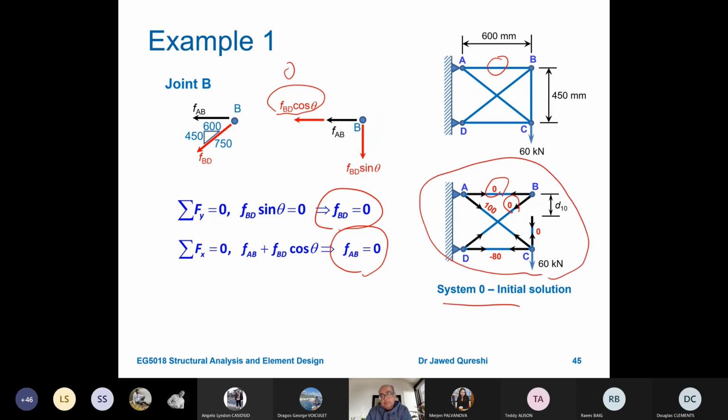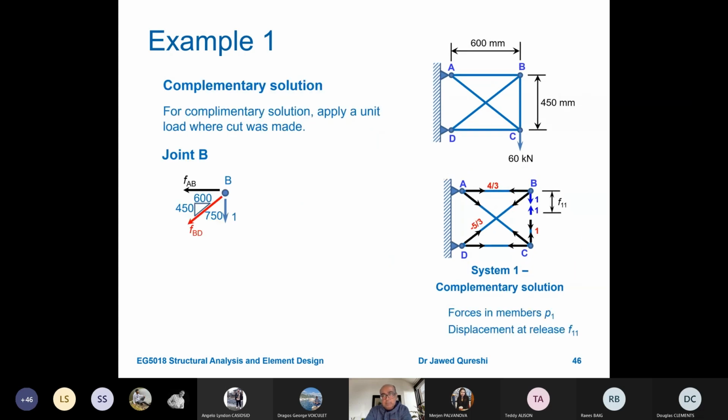The next thing is we will apply a unit load at a point where we remove the load, and we will call this factor F11. This is the flexibility factor. Now in this case we will not start from joint C. We will start from joint B, because always start where you have at least one known force.